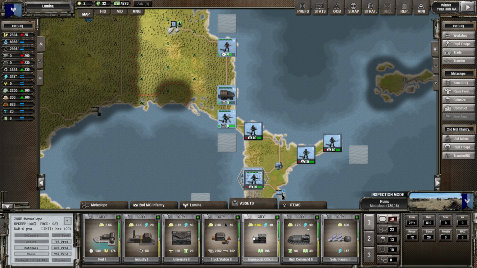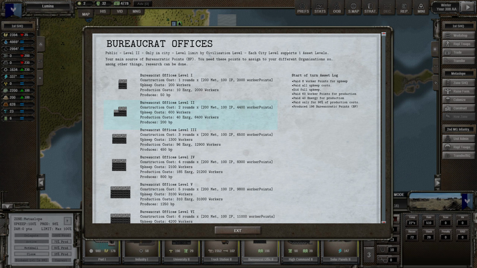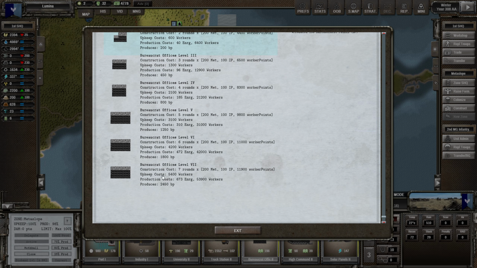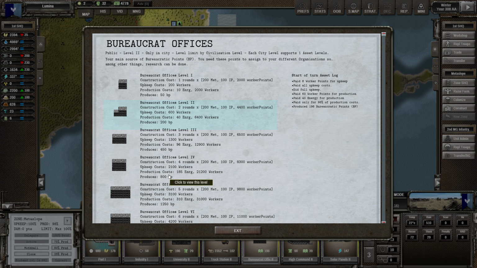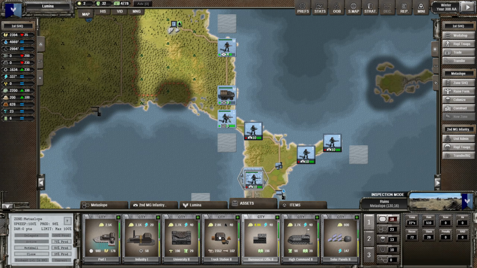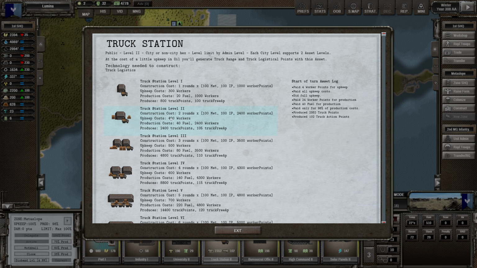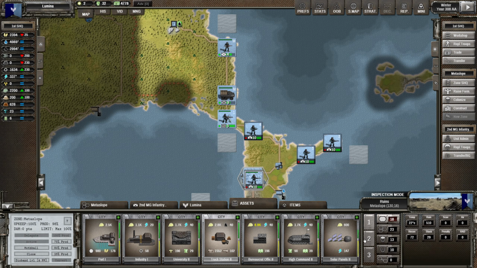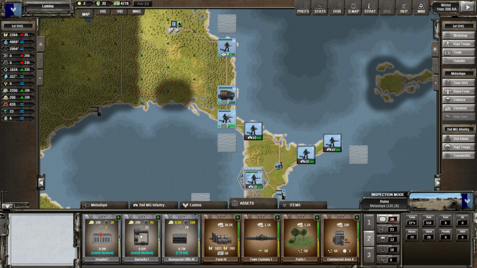Okay, so if we actually click on this, you can see some important info. This is the various levels and what it gives you. The top level, by the way, is level 7. But level 2 bureaucratic office, it tells us how much it costs to construct, the upkeep costs every turn in workers. So like certain buildings will cost money just to upkeep. For example, let me see if I've got anything that might be costing upkeep.